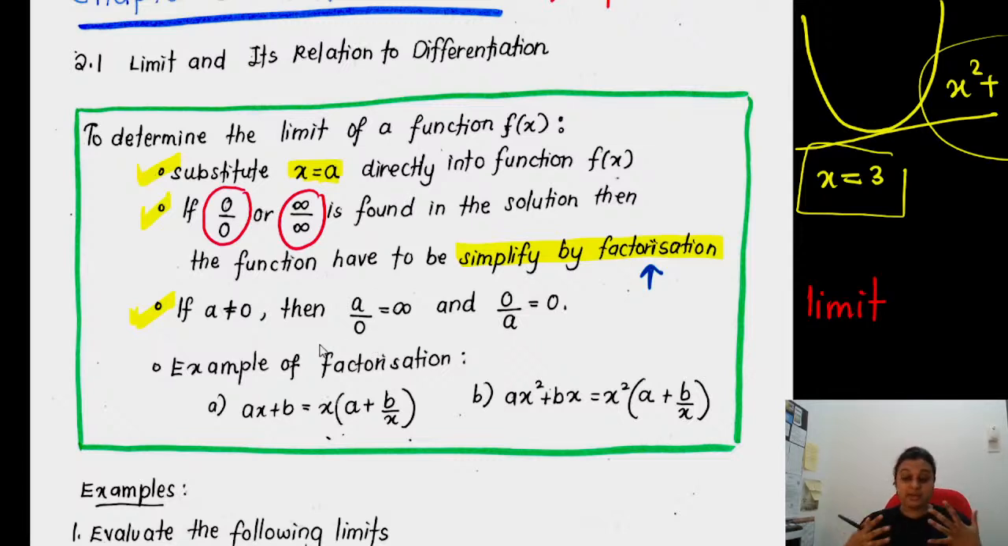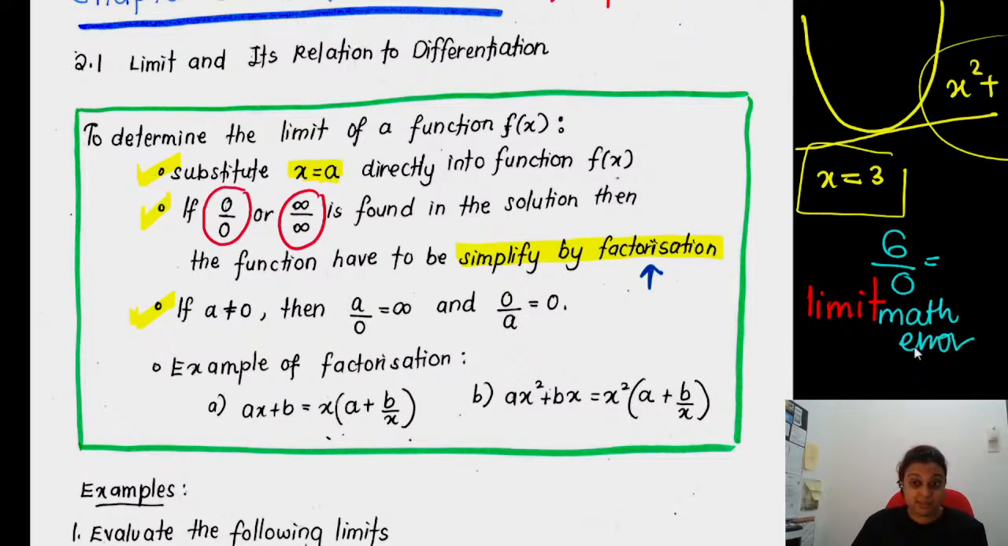If let's say you are getting a over 0. A over 0 here means a is a number, a constant. For example, I'm getting 6 over 0. Now take your calculator and try to key in 6 divided by 0. What do you get? I think you will get a math error straight away. So you cannot solve.